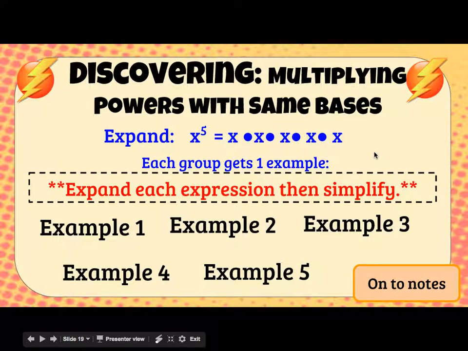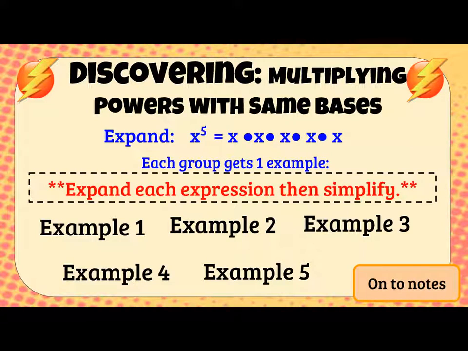So the first thing we need to figure out is we know that x to the fifth means x times x 5 times, right? So when I ask each group today to expand, it means to write it in the longest way possible. Okay, and then simplifying would be writing it in the shortest amount of symbols possible. Okay, so for example, here's the first one.